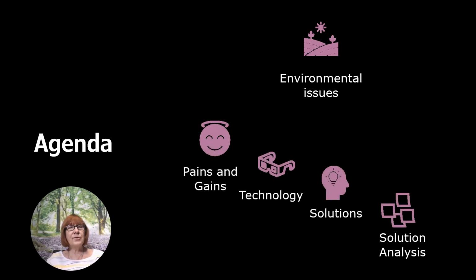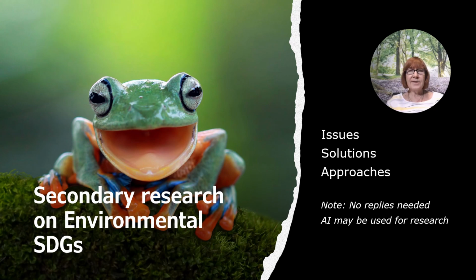There are 2 assignments this week. Assignment 1 asks you to do some secondary research into your environmental SDG. Assignment 2 takes the next steps in the innovation process. I'll go over each one of these. Your secondary research for the first assignment focuses on the issues, solutions, and systematic approaches affecting the environment, and you'll be applying your research to your setting. Note, no replies are needed, and AI may be used for research.